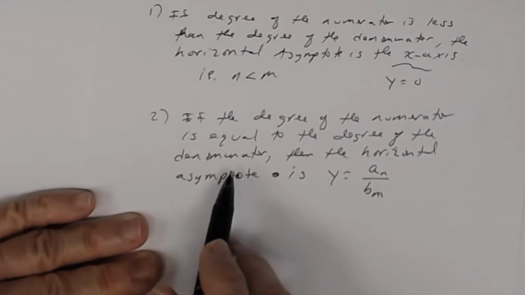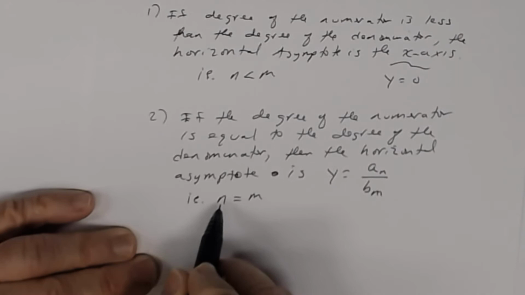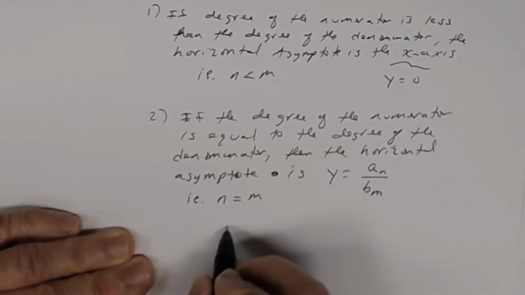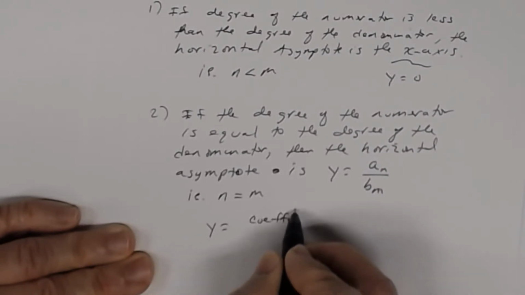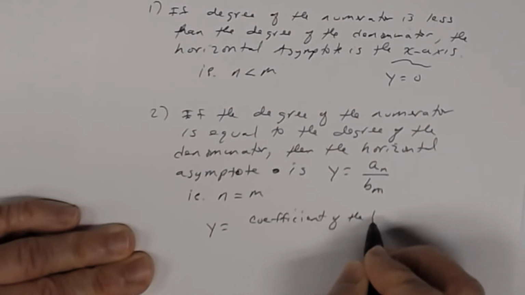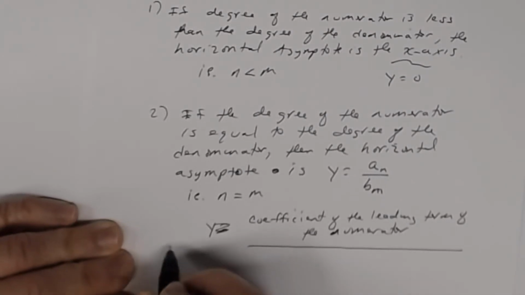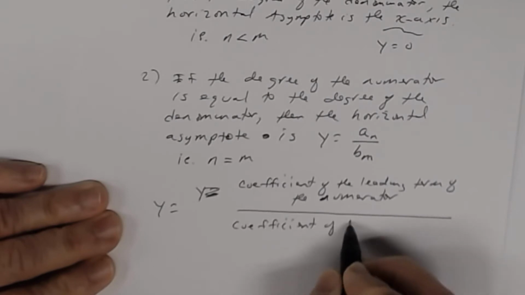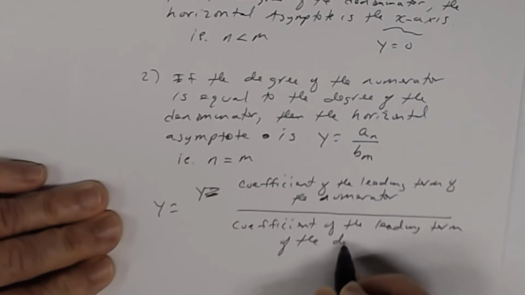So the horizontal asymptote, if the degrees are the same, meaning that if n equals m, if the degree of the numerator equals the degree of the denominator, then the horizontal asymptote is going to be y equals the coefficient of the leading term of the numerator divided by the coefficient of the leading term of the denominator.